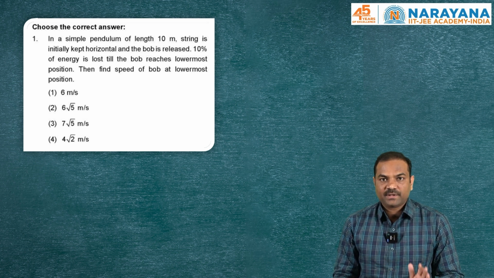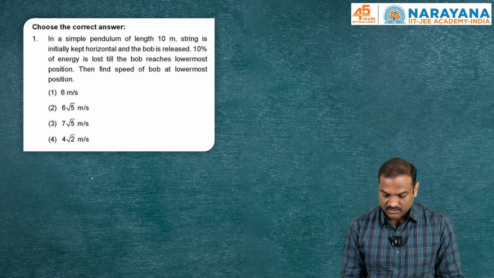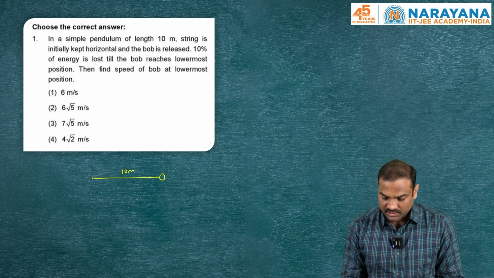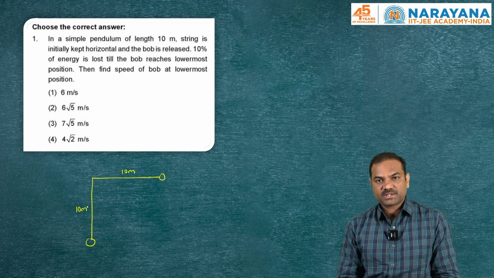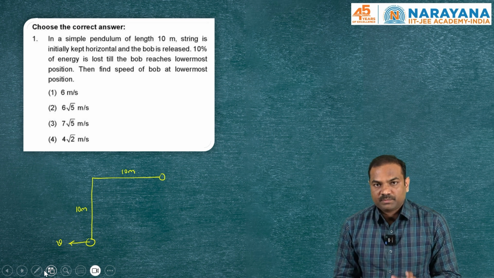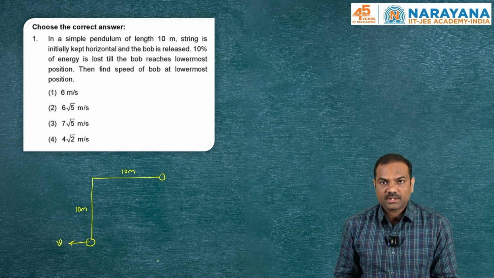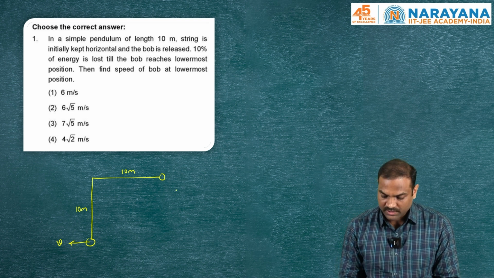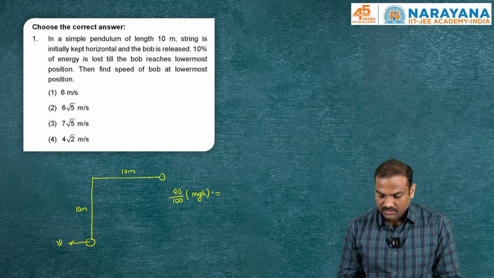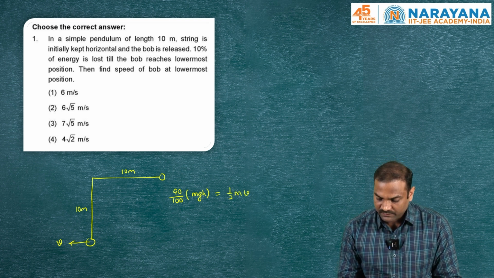So very easily we can do this question just by conservation. As it is coming down from an initial horizontal position with 10 meter length, now it comes to the vertical lowest position. Here we require the speed, and out of the potential energy, whatever is lost, only 90% will be converted into kinetic energy. So we can write 90 by 100 into mgh, which is the available kinetic energy, will be equal to half mv square.